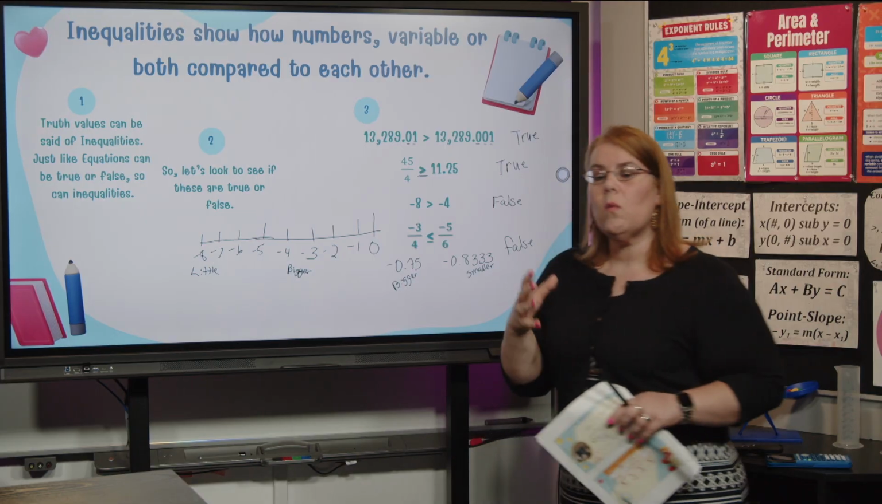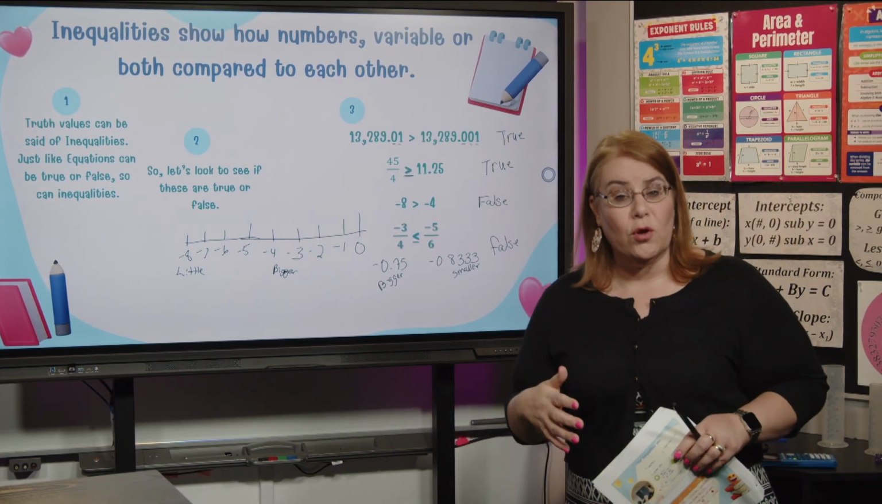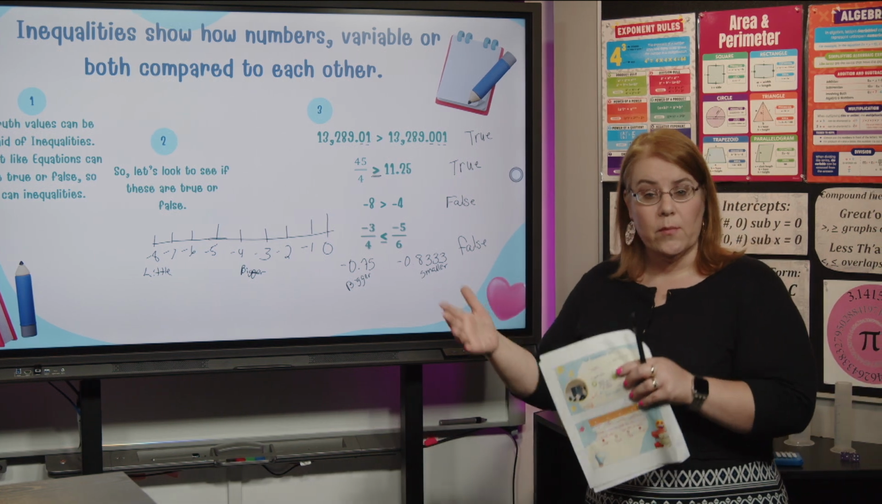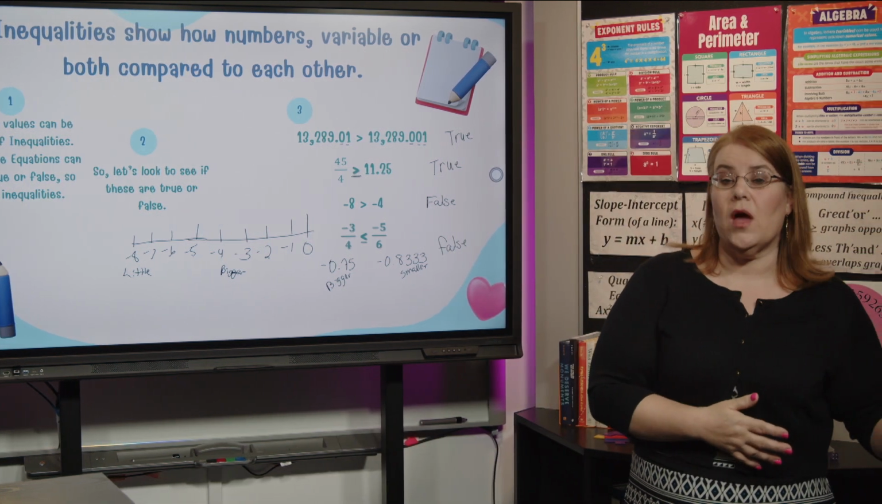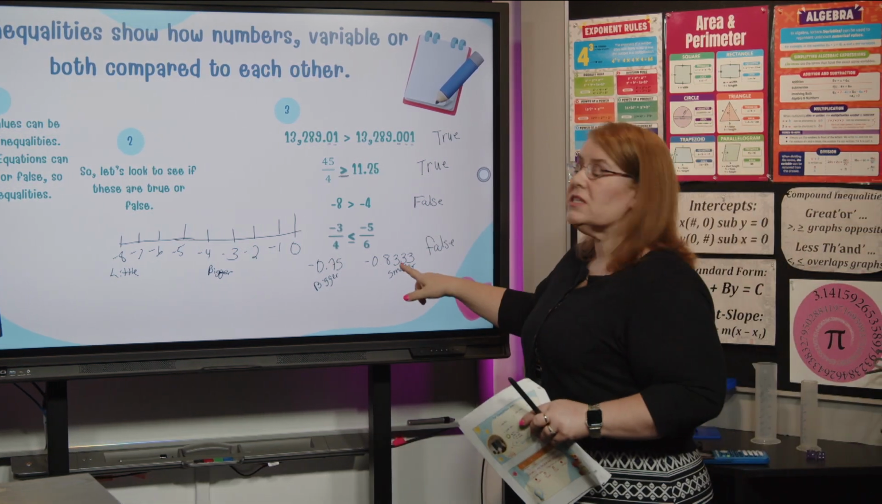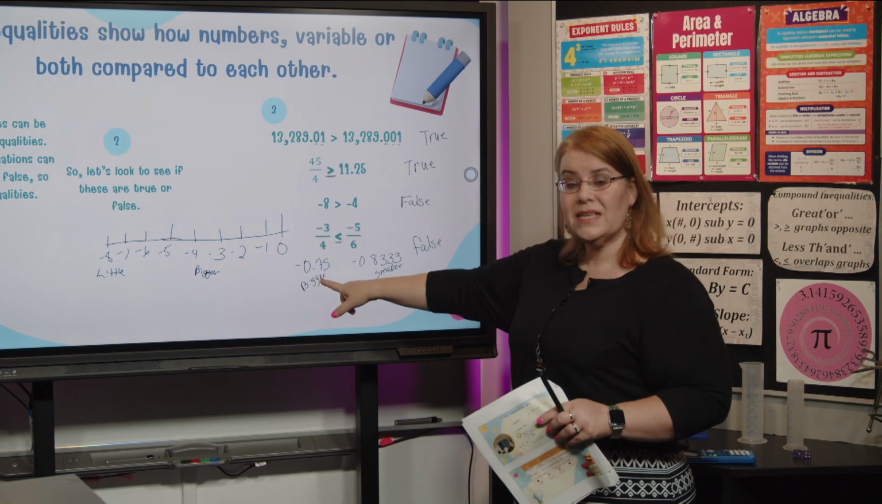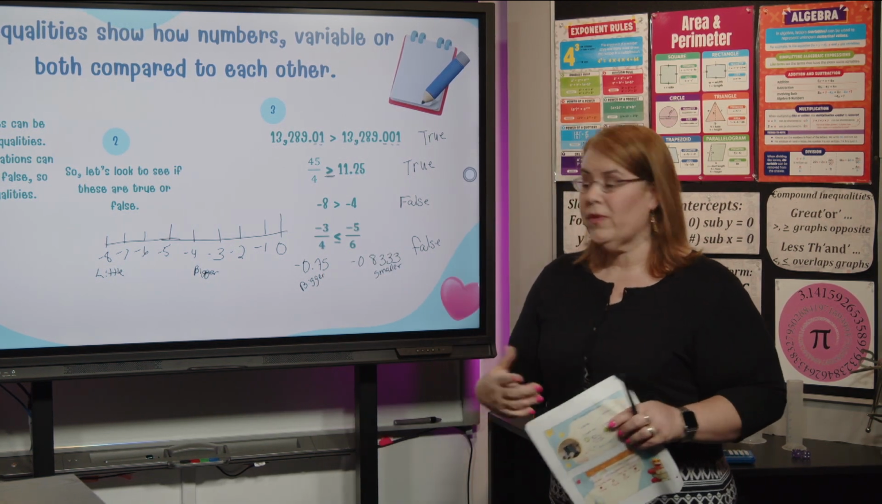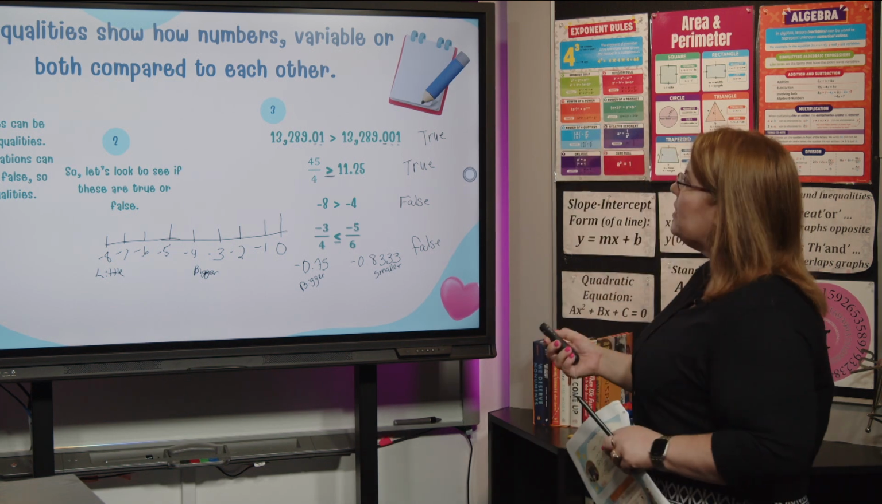The more that we work with these negative numbers, we'll be able to see, oh, okay, the closer I get to 0, the bigger the number. The further away I get from 0, the smaller the number. This one is closer to -1 than this one is. Therefore, my -3/4 is closer to 0. All right, that was a good job, guys. Let's look at it next.